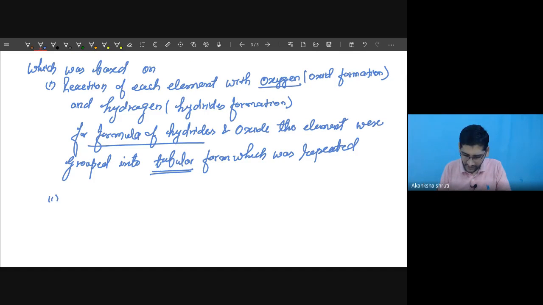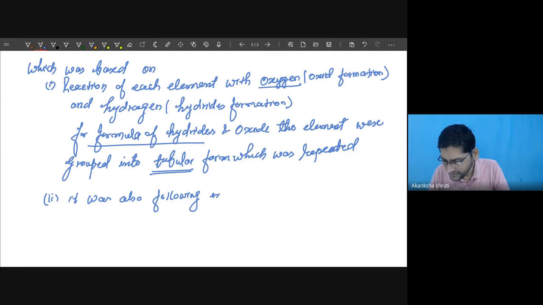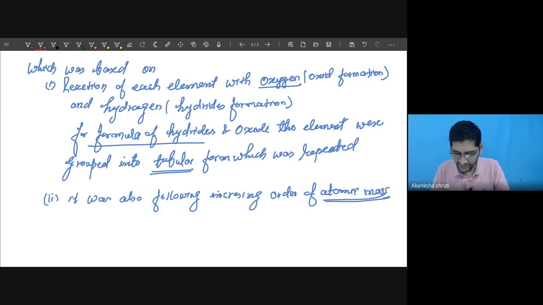It was also verified that this formula is following the increasing order of atomic mass. So both things are there, students. Many times students get confused. So here, the very first is the reaction with oxygen and hydrogen, as well as increasing order of atomic mass. So this was a double verification. That's why it was most successful in its own time, and this is the basis even of the modern periodic table.